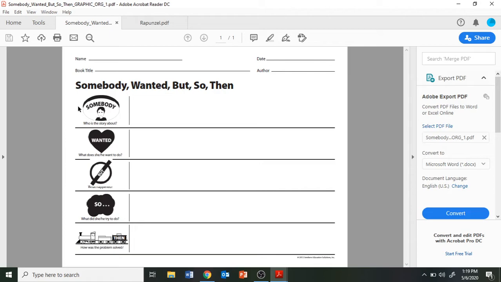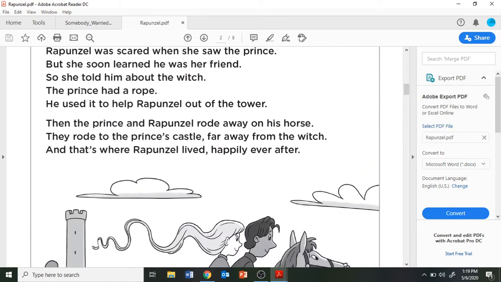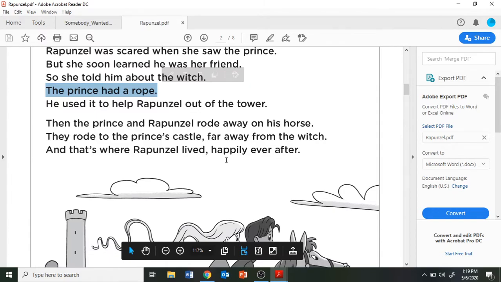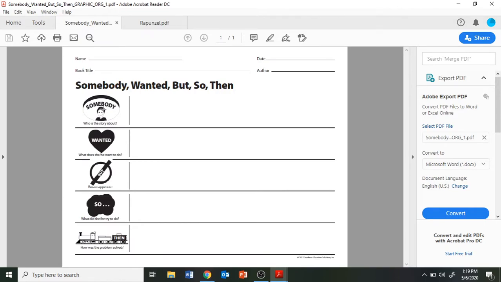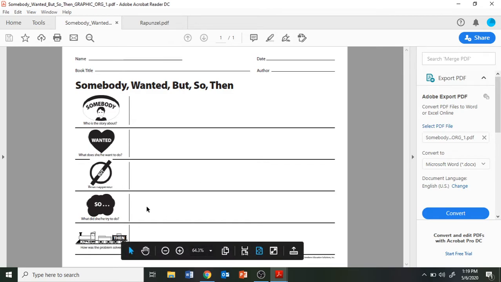But what was the problem? Again, unless you're really familiar with this because of the Disney movie, that's another inference question, isn't it? Could she get out of the tower by herself? No, she couldn't. If you look back here in the text, it says right here, the prince had a rope. Rapunzel's hair was the rope for the witch, and the prince, she couldn't get down by herself. So Rapunzel wanted to get out of the tower, but she didn't have a rope. She didn't have a way to get down. So what happened next? And that's your assignment.